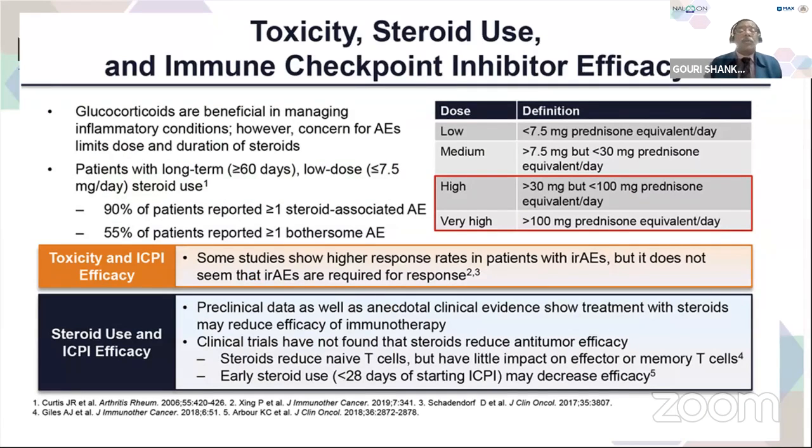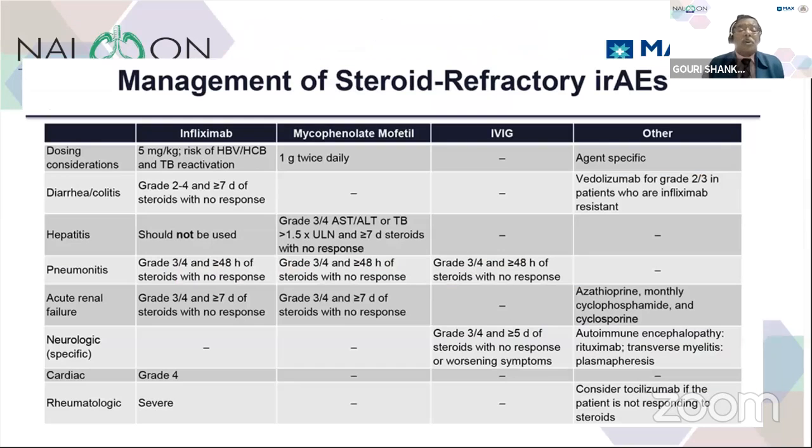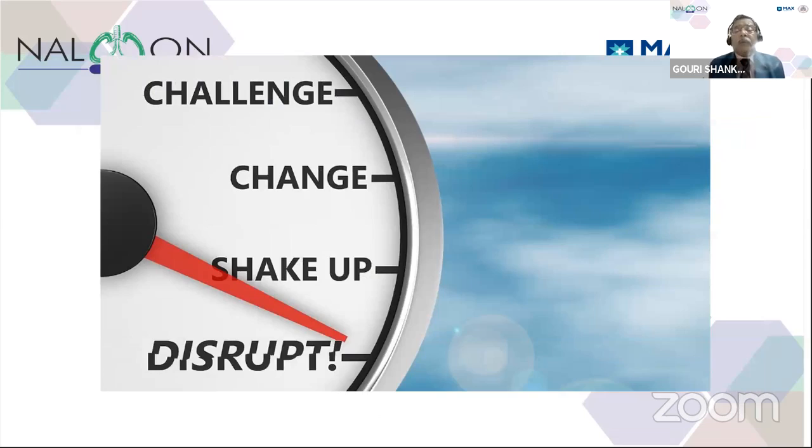The toxicities of steroids and immune checkpoints have to be kept in mind. Do remember that they say that patients on immune therapy may have more response, which may not be true actually. If you are steroid refractory, you have the options of using infliximab, mycophenolate, or even IVIG. Only if steroids don't work would we use them. But on today's date, we have a disruption, the disruption of immunotherapy in treating lung cancer, and we have the disruption of COVID in this situation.